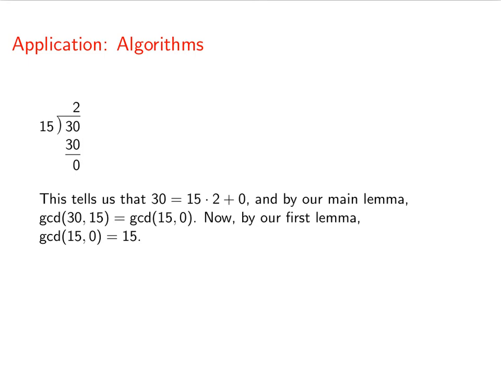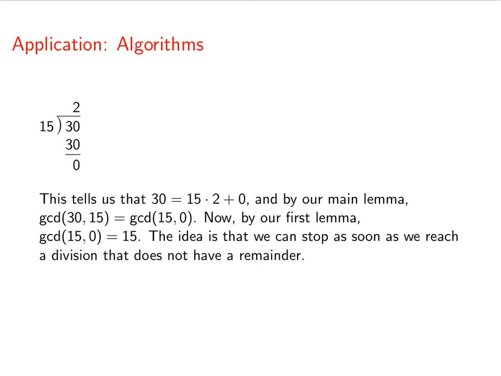Now we're going to appeal to our first lemma. That was the technical lemma that we started with. That tells us that the GCD of 15 and 0 is 15. So the main idea here is that we can stop as soon as we reach a division that doesn't have a remainder.